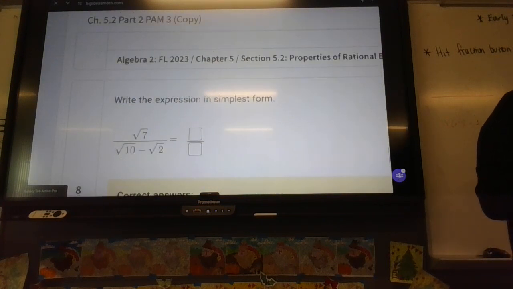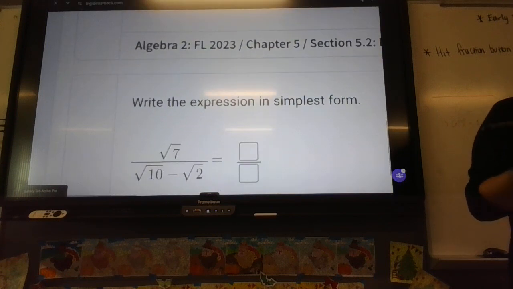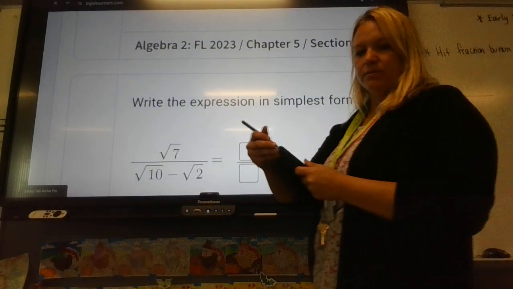Which one should we do next? Or should I pause and let you work a little independently so you know which one you want to do? Yeah, number 8 looks hard. Yeah, do 8 if you haven't done 8. That looks like a good one.